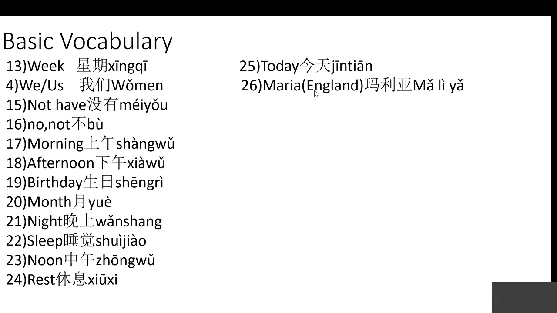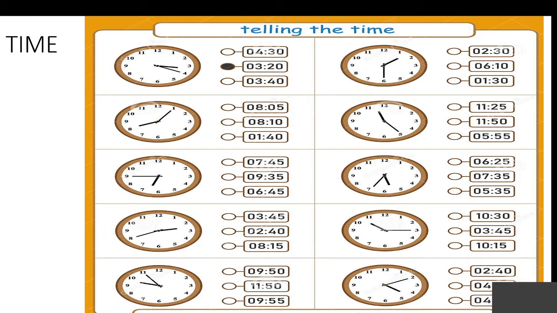Maria, and she's from England. So as you know, I'm gonna take your time. One is yi, two is liang, and three is san, four is si, five is wu, six is liu, seven is qi, eight is ba, nine is jiu, 10 is shi, 11 is shi yi, 12 is shi er. And so as you can see, this is san dian. Dian is o'clock, so san dian.